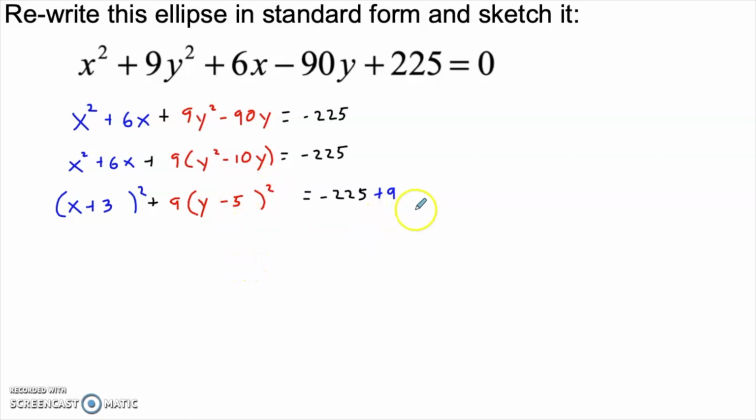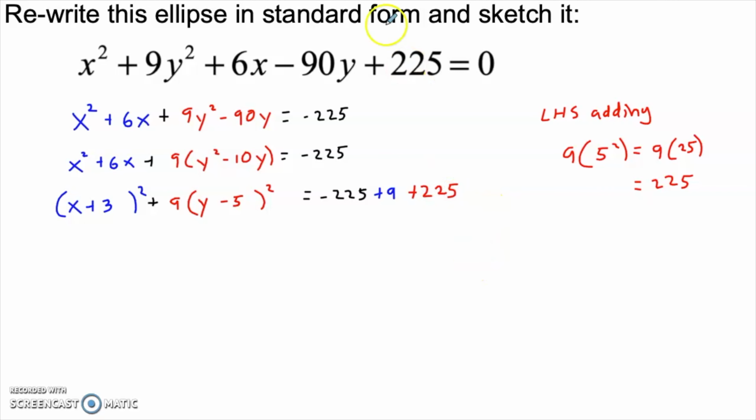You might think, well, that's okay, we'll just add 25 to the right-hand side. But be careful. With an ellipse, you're often going to have a coefficient outside of this binomial. There's an extra 5 squared inside of these parentheses. That's going to be multiplied by 9. So it's really 9 times 5 squared that I'm adding to the left-hand side, which is to say 9 times 25, or 225. I need to add 225 to the right-hand side so that everything balances out.